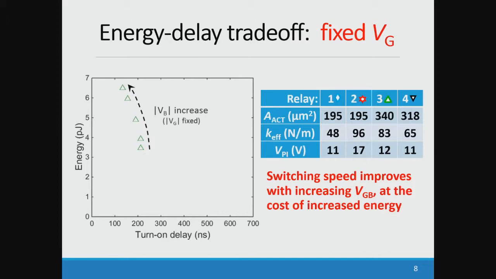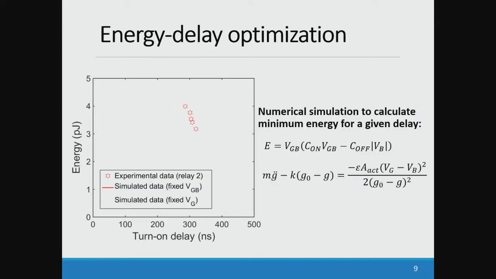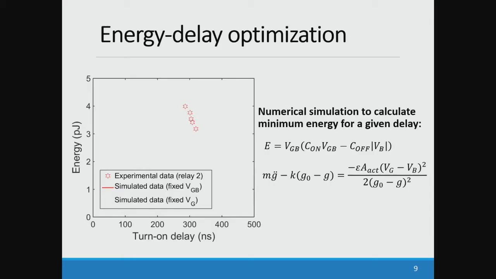So we have seen that by tuning the value of the body bias voltage VB and the value of the gate voltage VG, we can determine and change the characteristic of the energy and delay for a specific design. What we wanted to do is to find the optimum value and optimum characteristic for a specific design. So we made some numerical simulation to calculate the minimum energy for a given delay for a specific design.